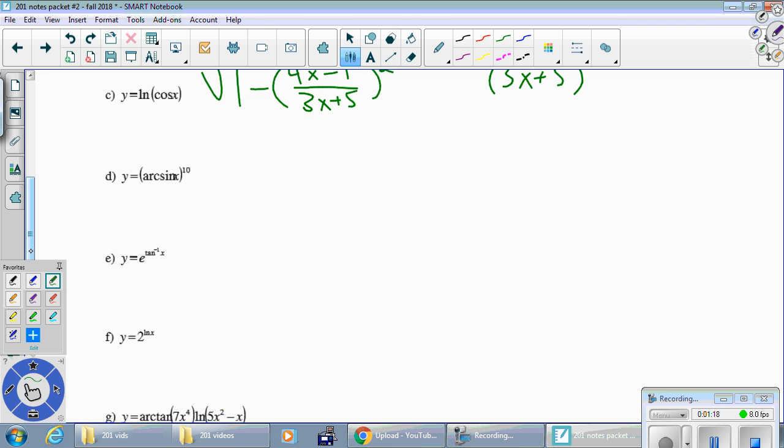C. ln of stuff becomes 1 over the stuff times the derivative of the stuff. Derivative of cosine is negative sine. Careful, it's not sine.